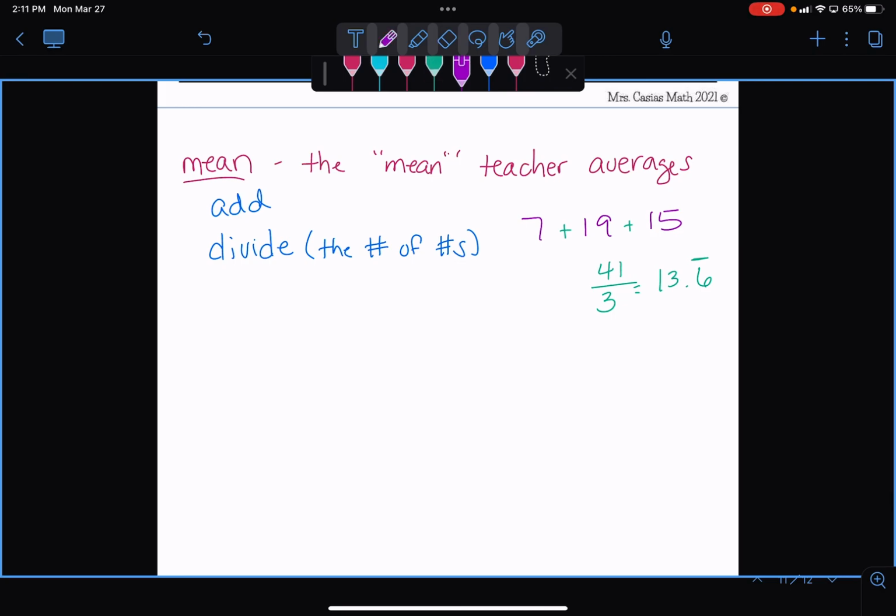The other word we need to know is mode. Mode is the number that happens the most. M-O-M-O. Mode is most. Mode is the number that happens the most.